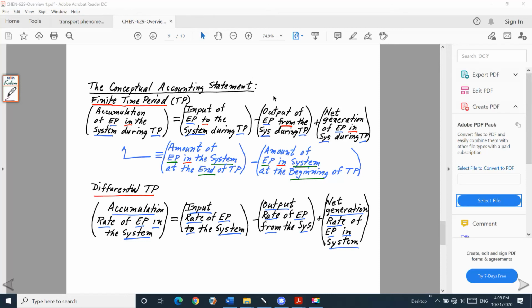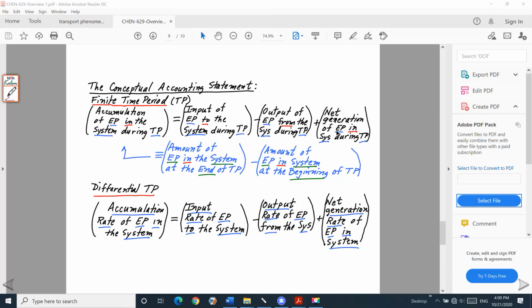Let's say you have some system. Let's say you have some city in 1 year. You know how many people move into the city, and you know how many people in 1 year move out from the city, and let's say you know how many people died and were born in the 1 year. We call the first thing, moving in, input, moving out, output, and net generation means the summation of the people born and people who die.